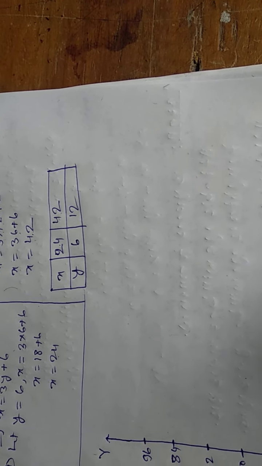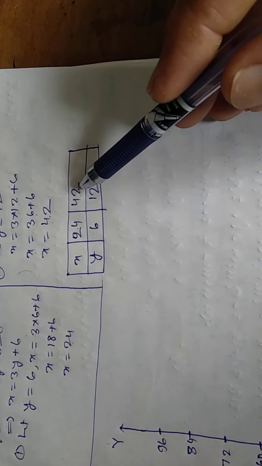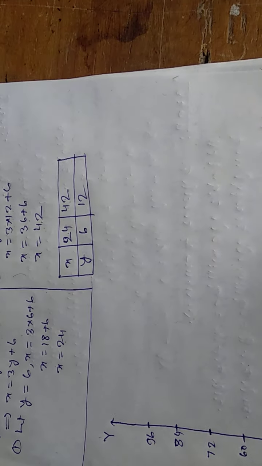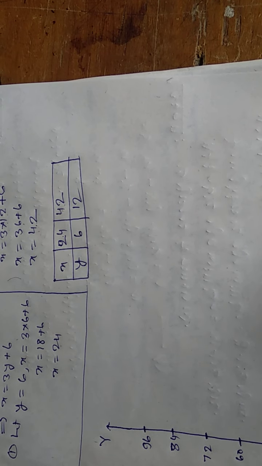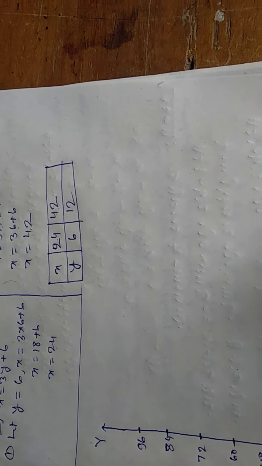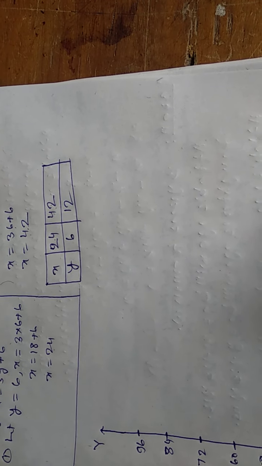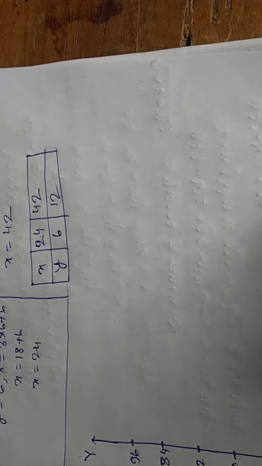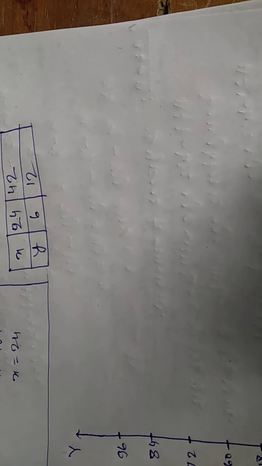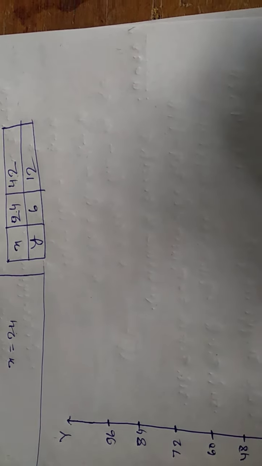And x equal to 42, y is equal to 12. You have already plotted this point. That means this point you have already plotted. Join these 2 points with a scale. With the help of a scale, you will get like this.